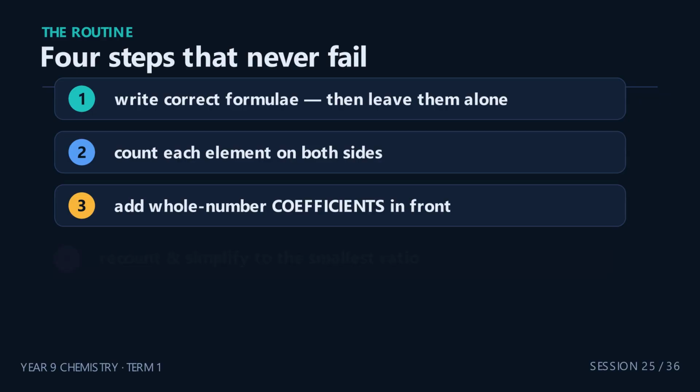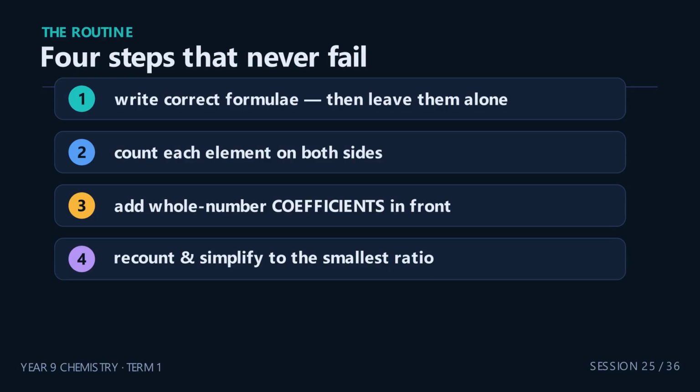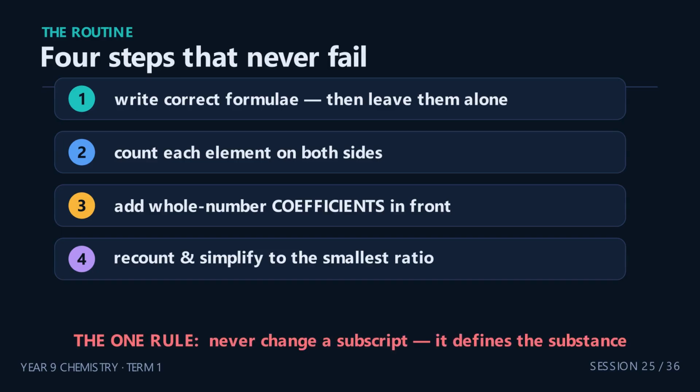And here's the one rule you must never break. Never change a subscript to force a balance. Subscripts define the substance. Change them and you've changed the chemical. We only ever adjust the coefficients out front.